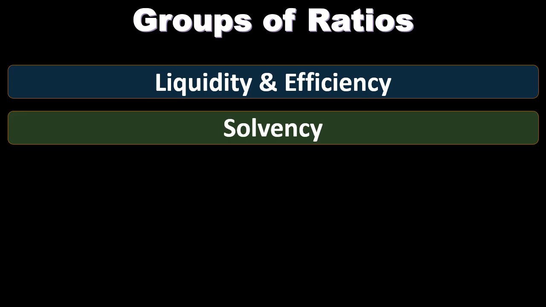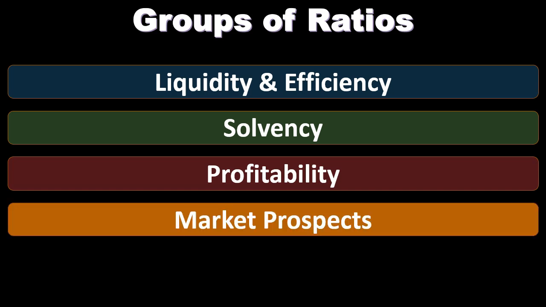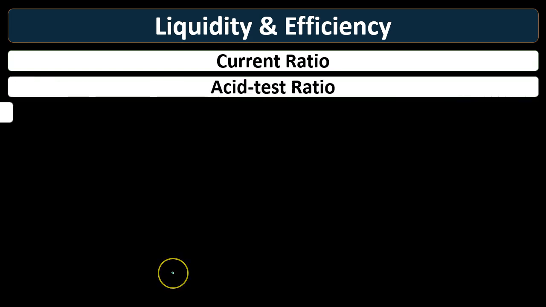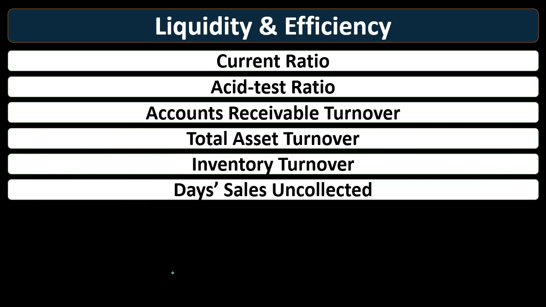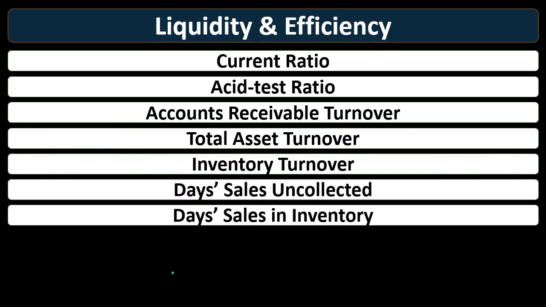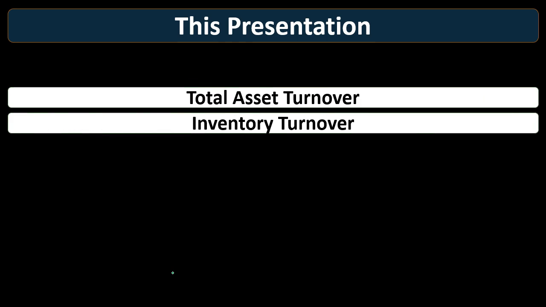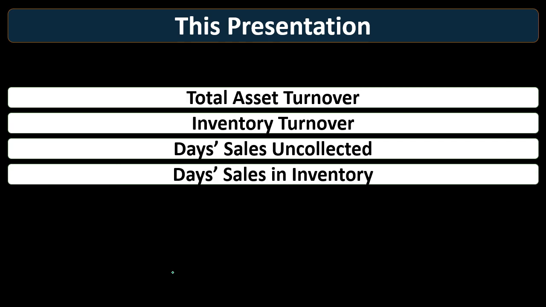Now, other ratios will include solvency ratios. So we're going to have groupings of other ratios into solvency ratios, profitability ratios, and market prospect ratios. So notice here, we're continuing on with the liquidity ratios. Liquidity and efficiency ratios include the current ratio, the acid test ratio, the accounts receivable turnover, the total asset turnover, the inventory turnover, the days sales uncollected, and days sales in inventory. We will be concentrating here on the total asset turnover, the inventory turnover, the days sales uncollected, and the days sales in inventory. For prior types of calculations, you can take a look at the prior presentation.